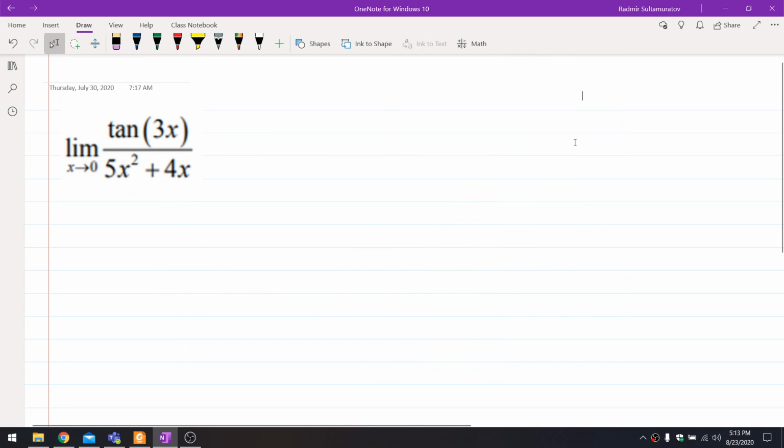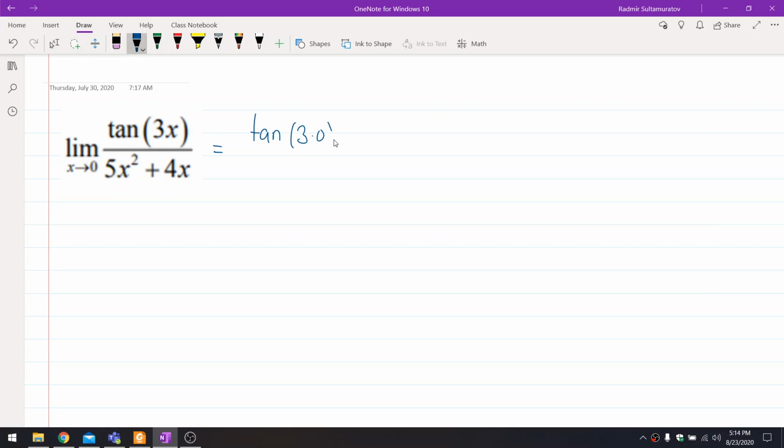Okay, hello everyone. Now we're going to solve a limit problem. We have to find the limit of this expression, tangent of 3x over 5x squared plus 4x as x approaches 0. When we solve any limit problem, we first should try to plug in the limit number. And here it's 0, so we plug in 0, and let's see what happens.